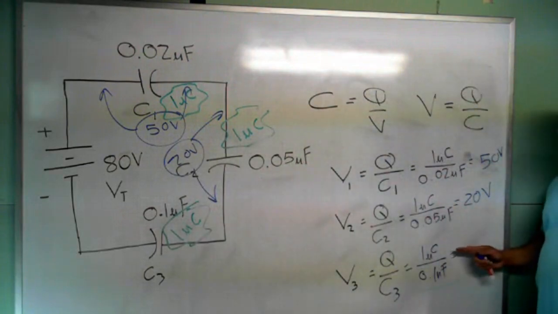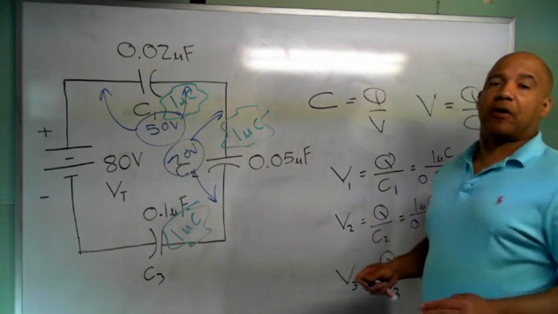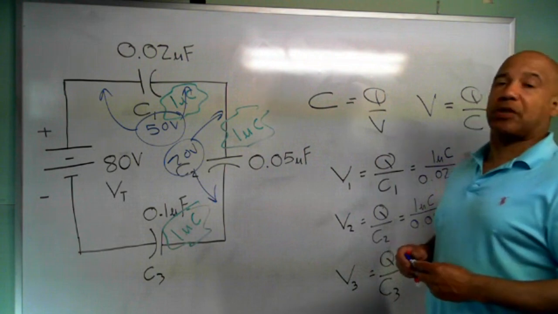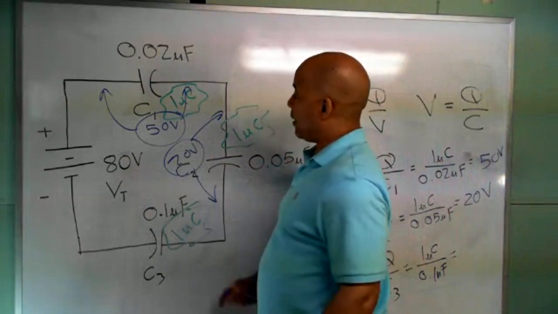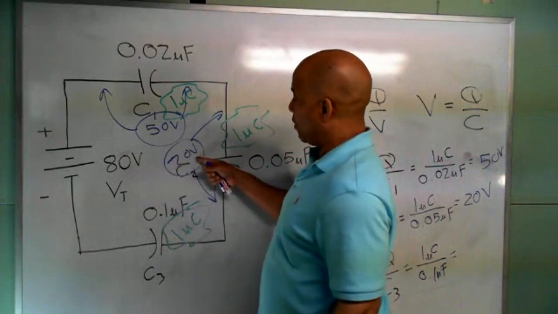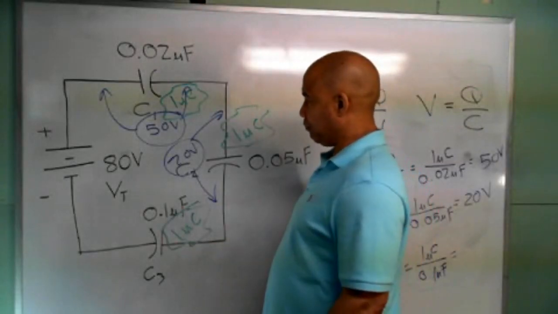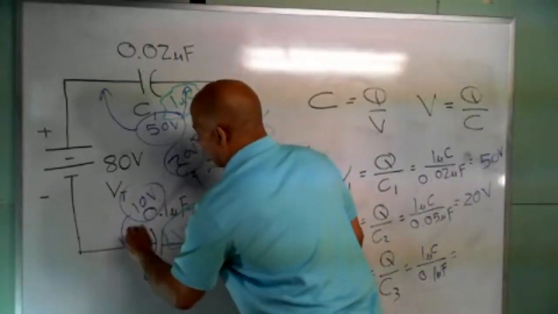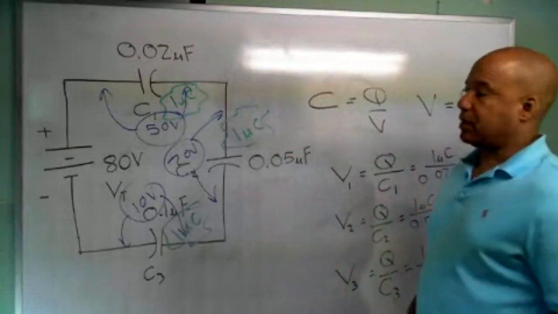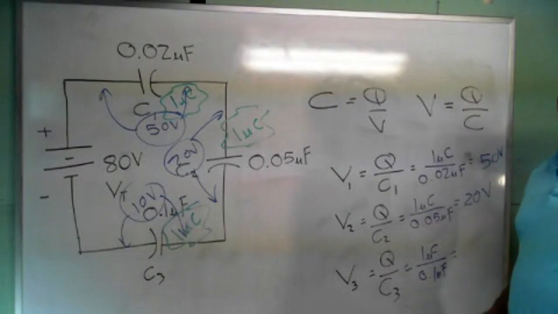Now, if you wanted to, you can do this the same way. You can say 1 divided by 0.1, or remember Kirchhoff's voltage law? Kirchhoff's voltage law always applies. I don't care if you have resistors, capacitors, it doesn't matter. Whatever you have, the voltage drops have to add up to the total. So if this is 50, this is 20, if I have a total of 80, this has to be what? 10. It's got to be 10. Kirchhoff's voltage law has to be valid. And now this is solved. I found all my charges. I got my voltages. I'm good to go. Okay?